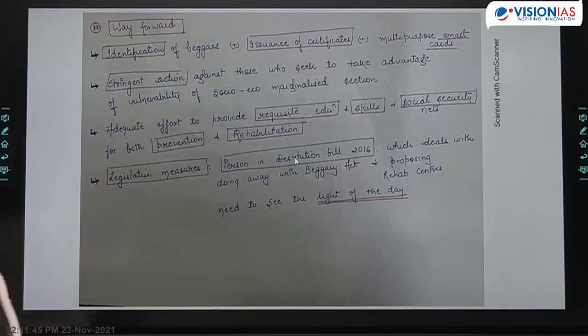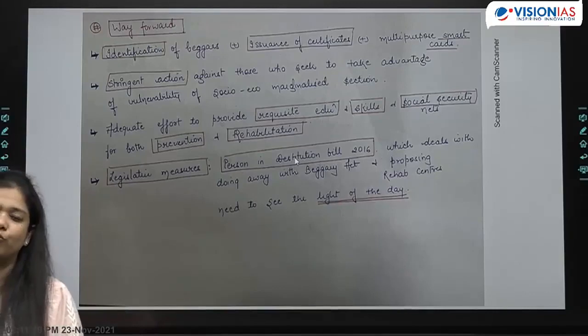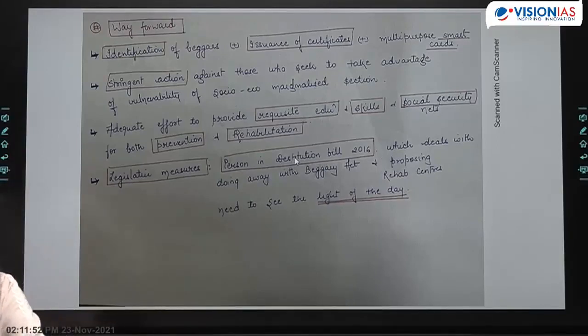So what needs to be done? First and foremost, you need to identify the beggars. You need to issue them the certificates. You have to provide them multi-purpose smart cards. Secondly, there are certain people who know that these set of people are vulnerable. So they try to seek advantage of these vulnerable people. So stringent action should be taken against those people.